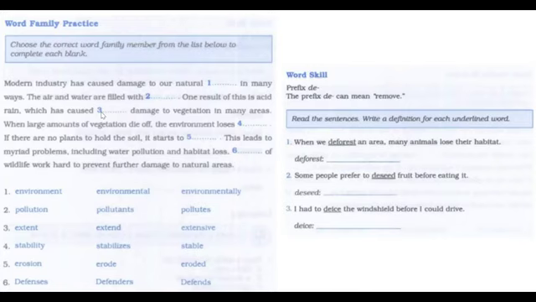The air and water are filled with pollutants. As a result of this is acid rain, which has caused extensive damage to vegetation in many areas. Yes, extensive.